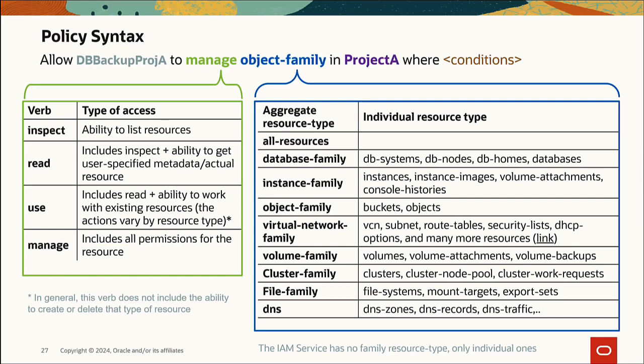Now, the aggregate resource types. We have individual resource types, like an instance. A compute instance is an individual resource type, but a bucket, for example, if you're using object storage, doesn't live on its own. It contains objects, right? And so buckets and objects can be bundled together as one family, and we call this the object family. That makes it easier if you want to manage permissions on buckets and objects within buckets. You can do this in one statement rather than separating this into multiple statements.